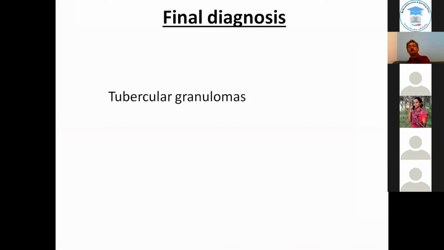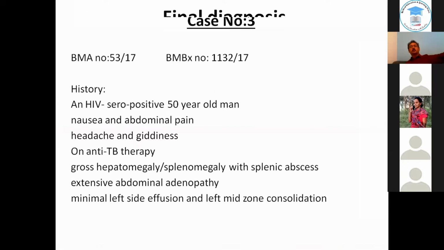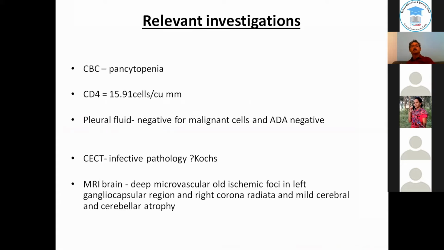After our final diagnosis, this was a tubercular granuloma. The next case is an HIV positive 50-year-old man who came with nausea, abdominal pain, headache, giddiness. He was on anti-tubercular therapy, but he had a liver and spleen with splenic abscess, abdominal nodes, and effusion. The full Monty. And CBC showed pancytopenia, and CD4 was obviously low because of HIV.